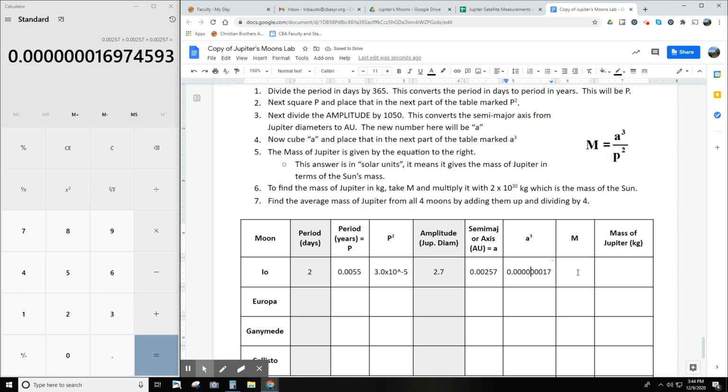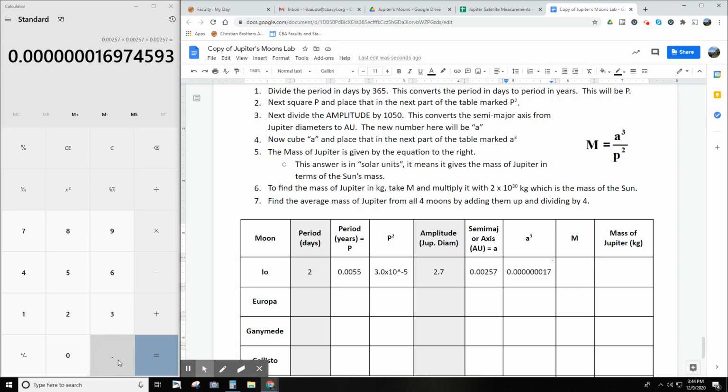Now, in order to get the mass, this is actually Kepler's third law combined with Newton's law of gravitation. He said that the mass of the object that it's orbiting is equal to the period and the amplitude combined together: the semi-major axis cubed over the period of time it takes to go around squared. So we're just going to have to do a little bit of math to figure that out. And I'm going to take these two numbers that I've already gotten here and divide them.